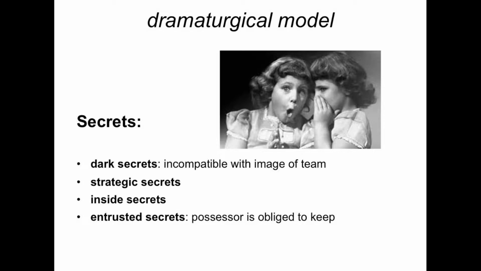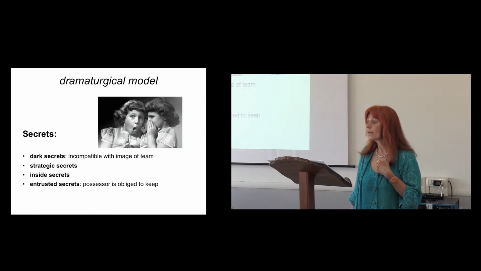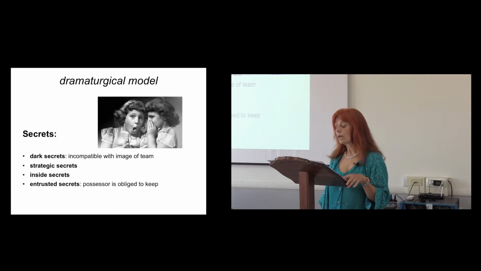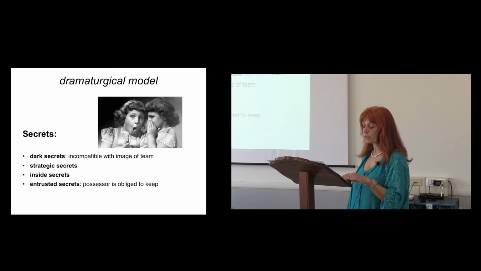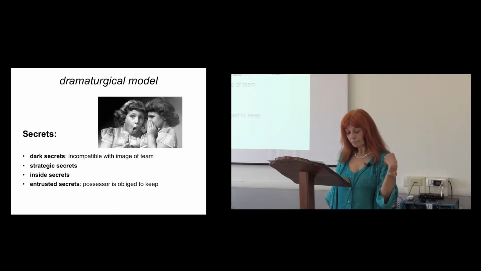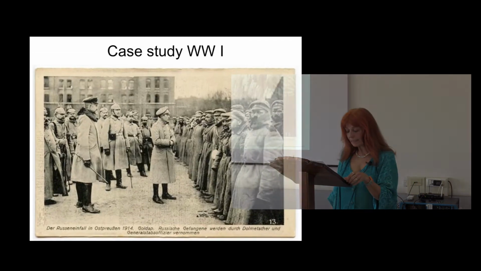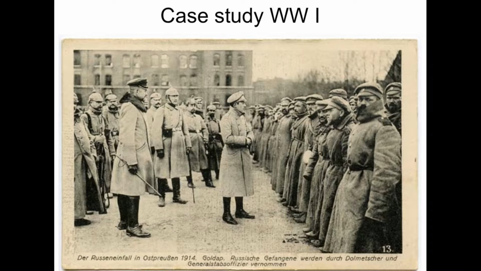There are strategic secrets. They pertain to intentions and to capacities of a team. And the team conceals these secrets from its audience in order to prevent them from adapting effectively to the state of affairs the team is planning to bring about. So they are the ones, for example, that armies employ in designing future actions against the enemy. Thirdly, there are inside secrets. They mark an individual as being a member of the group. And finally, the entrusted secrets. This is the kind which the possessor is obliged to keep because of his relation to the team to which the secret refers.